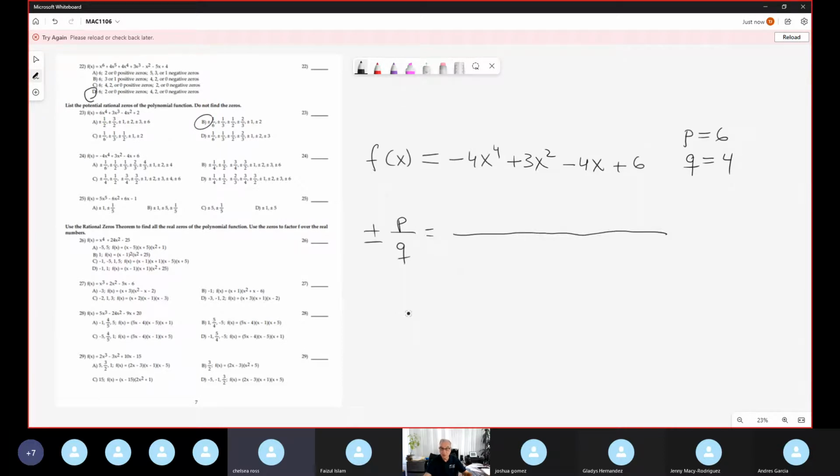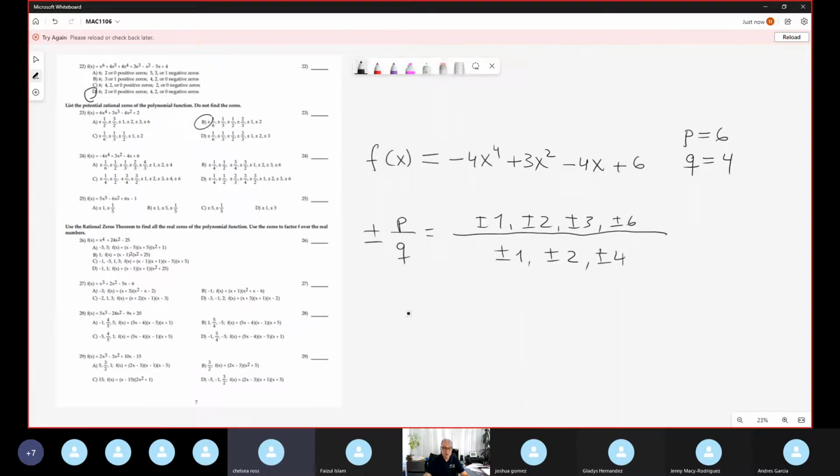Okay, so now the multiples of P, which is 6, like I did before, are plus or minus 1, plus or minus 2, plus or minus 3, and plus or minus 6. And the possibilities for 4 are plus or minus 1, again plus or minus 2, 2 times 2 is 4, and plus or minus 4. This is the combination of P and Q. It's obvious that this is 4, and this is 2 multiplied by 2, but you don't need to repeat because it's the same.